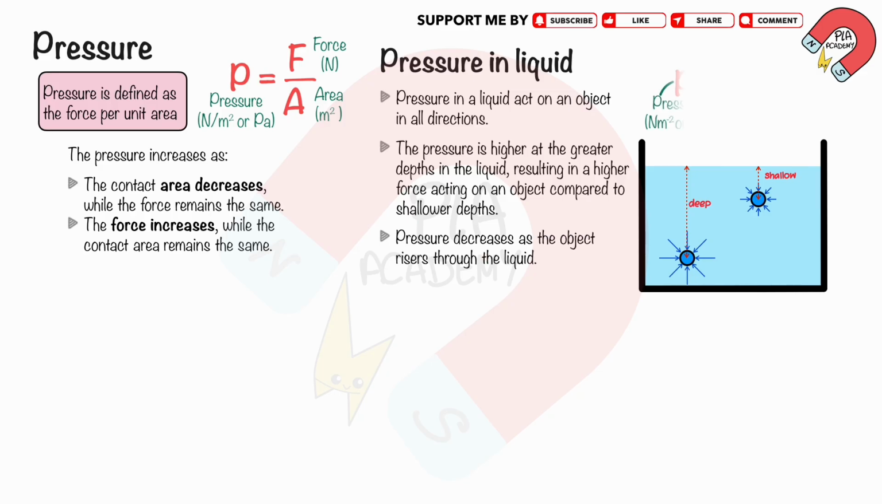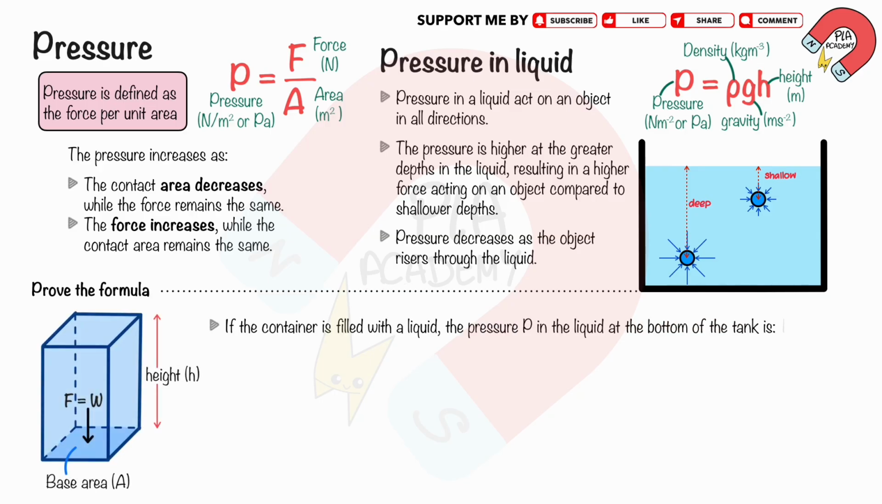The equation of pressure in a liquid is P equals ρgh, where P is pressure in newtons per meter squared, or pascals, ρ is the density in kilograms per cubic meter, g is the acceleration of free fall, which is 9.81 meters per second squared, and h is the depth in meters. We can prove this formula.